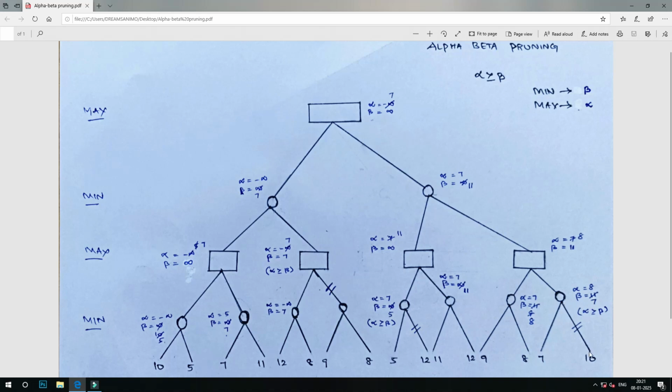We are not able to check with the 10 value because here the constraint is already reached: alpha is greater than or equal to beta. That is, the alpha value is 8 and the beta value equals 7. Obviously, 8 is greater than or equal to 7. So this should be pruned.